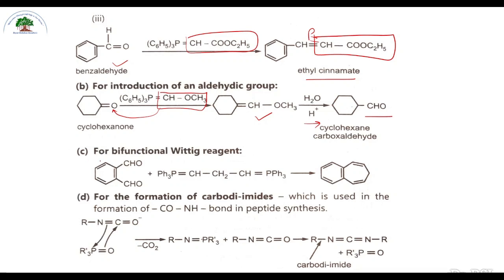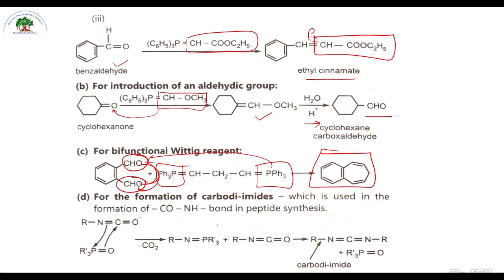And for the bifunctional Wittig reaction, if there are two aldehyde groups, we can create a cyclic molecule. But for this, we also need a symmetric phosphorus ylide. Here also a triphenyl phosphonium group and here also a triphenyl phosphonium group. This will react with this and this will react with this. We get the cyclic system.